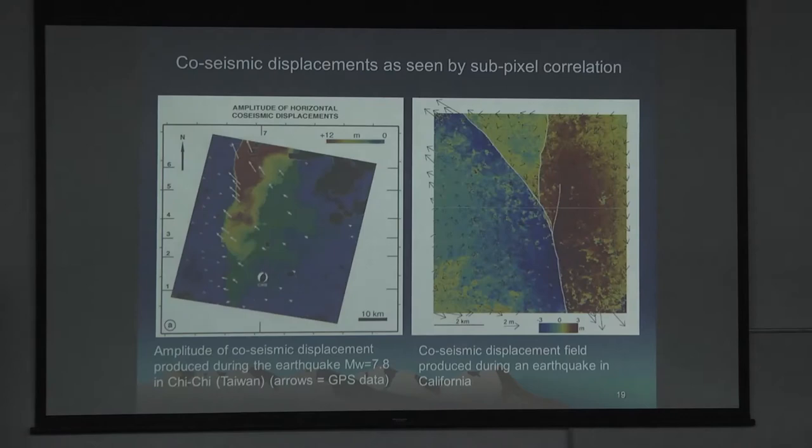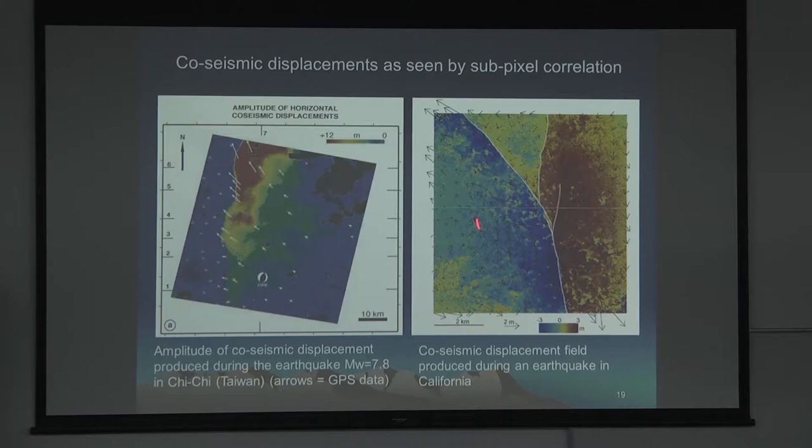So this is just an image of the technique. You see, for the Chi-Chi earthquake in Taiwan, a map of the deformation. With this technique, you can evidence deformation or displacement much more important in the north than in the south. You can also see here the white arrows, which correspond to the GPS stations. So you can see immediately the advantage of the satellite image technique. You get a continuous field of deformation, so a complete 2D image of the deformation. At the same time, if you look at the GPS, you get only punctual information.